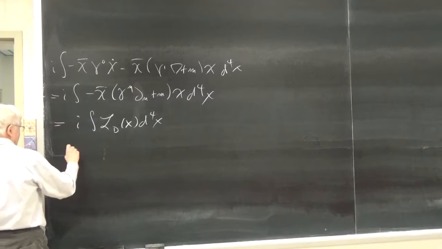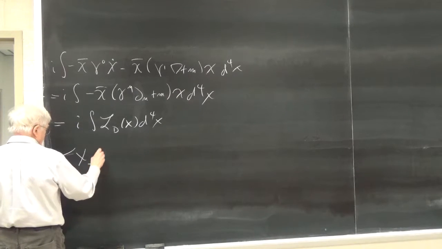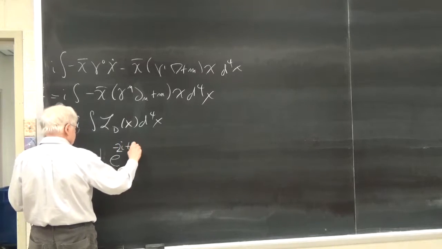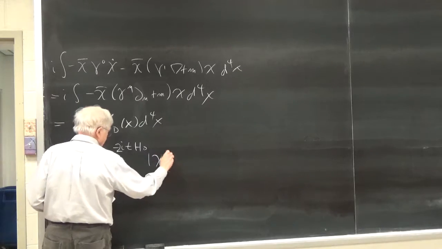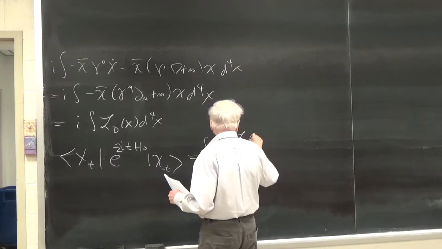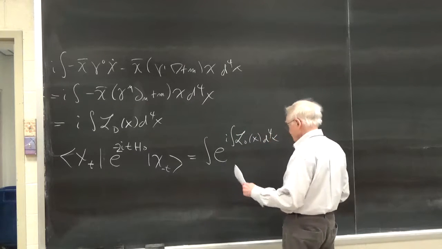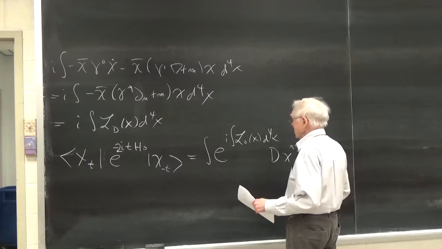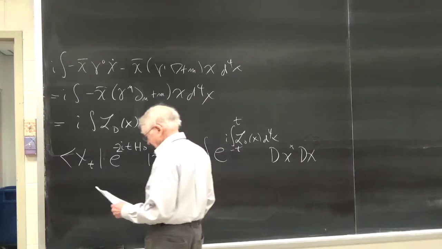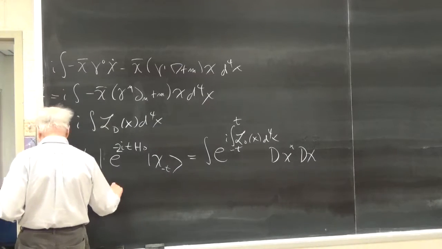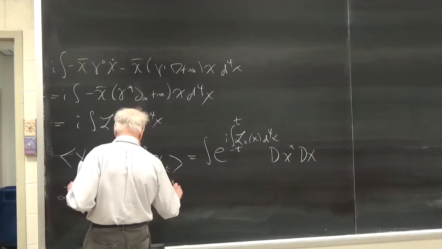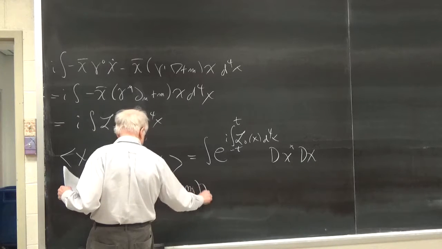So altogether what we have is that e to the minus 2i t h0, between chi at minus t and t, is an integral of e to the i integral of Dirac's action density d4x, d chi star d chi, and we're integrating here from minus t to plus t. So that's the formula, and the Dirac Lagrangian is minus chi bar, d mu gamma mu plus m, chi.